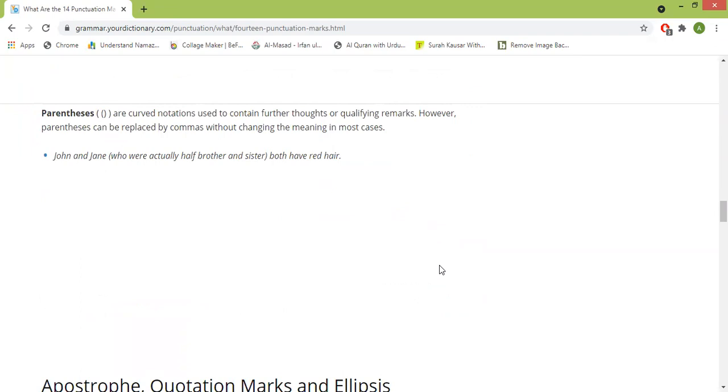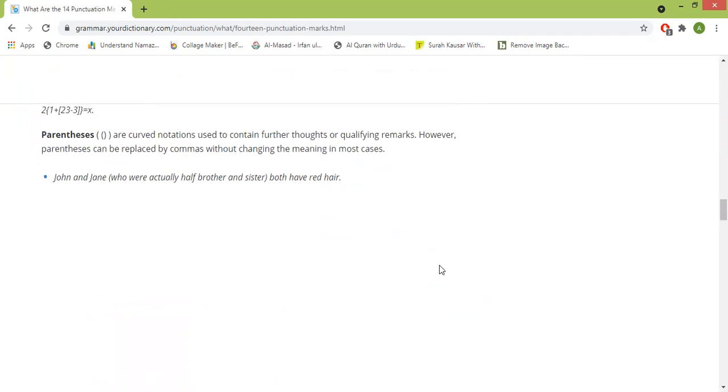The next one we have is parentheses. What are parentheses? Parentheses are brackets. Brackets are basically used within a sentence to add some extra information. They are curved notations used to contain further thoughts or qualifying remarks, when we want to add extra information in the sentence, when we want to explain something, or we want the reader to understand something.